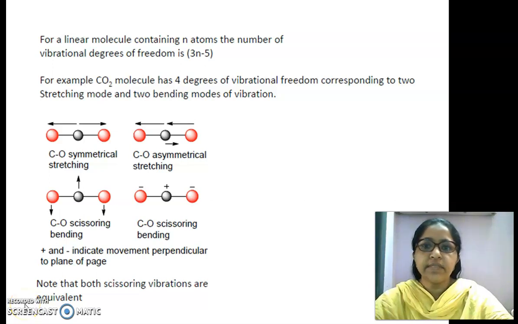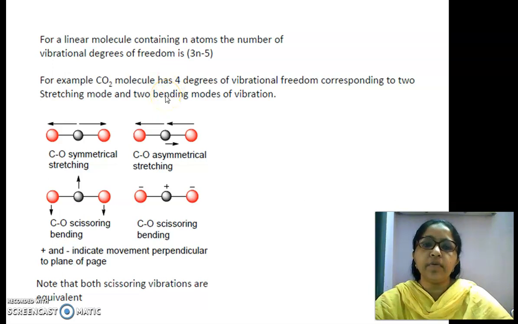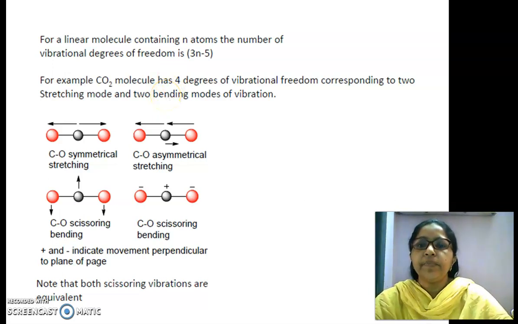So coming back to the discussion, now if you have a linear molecule, okay, a stretching molecule, then what will be the number of vibrational degrees of freedom, or what can be the number of peaks? Okay, so here there is a formula for this: 3n minus 5, where n is the number of atoms. Now here, if you take the carbon dioxide molecule, it is 3 into 3. 3 atoms are there, carbon 1 and 2 oxygen.